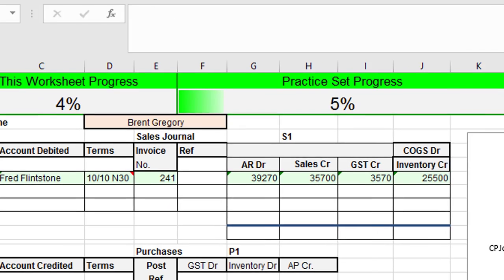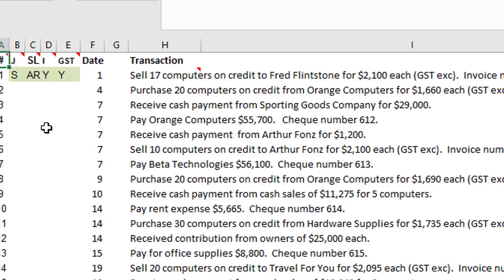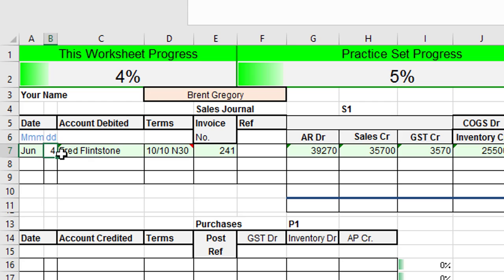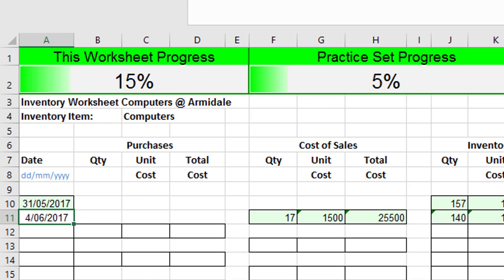And we go sell 17 computers, but the date was the 1st. So if we've got some cells that are meant to turn green and they don't, let's check them. June 1, and we can go to inventory and go 01. And we find that's both now correct.